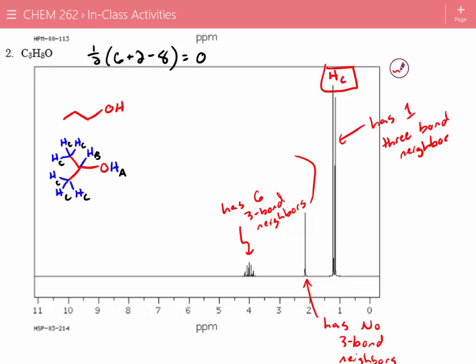What about this singlet here? What do you think that corresponds to? A. So we can say maybe this is HA. And then what about this last sextet? That could be HB, right? It has 6 3-bond neighbors, which means it's going to be split into a peak that's 7, right? So in this case, this is probably going to be HB. And if we look at our chemical shift chart, we know that HB is attached to a carbon that's attached to an electron withdrawing group, which means it's going to be probably 2 to 4, right?